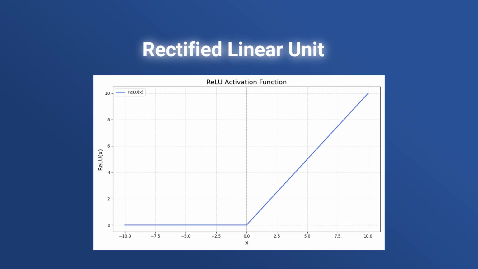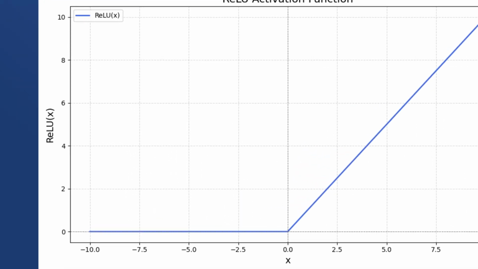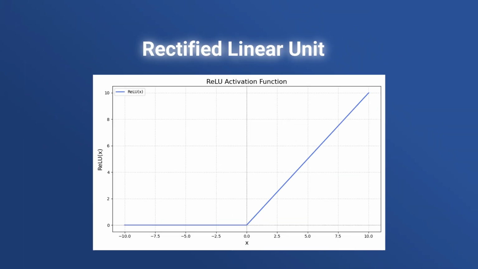get processed. After each convolutional layer, the network applies an activation function, most commonly the ReLU, or Rectified Linear Unit. This function introduces non-linearity, which helps the network learn more complex and varied features by transforming negative values to 0 and keeping positive values unchanged.